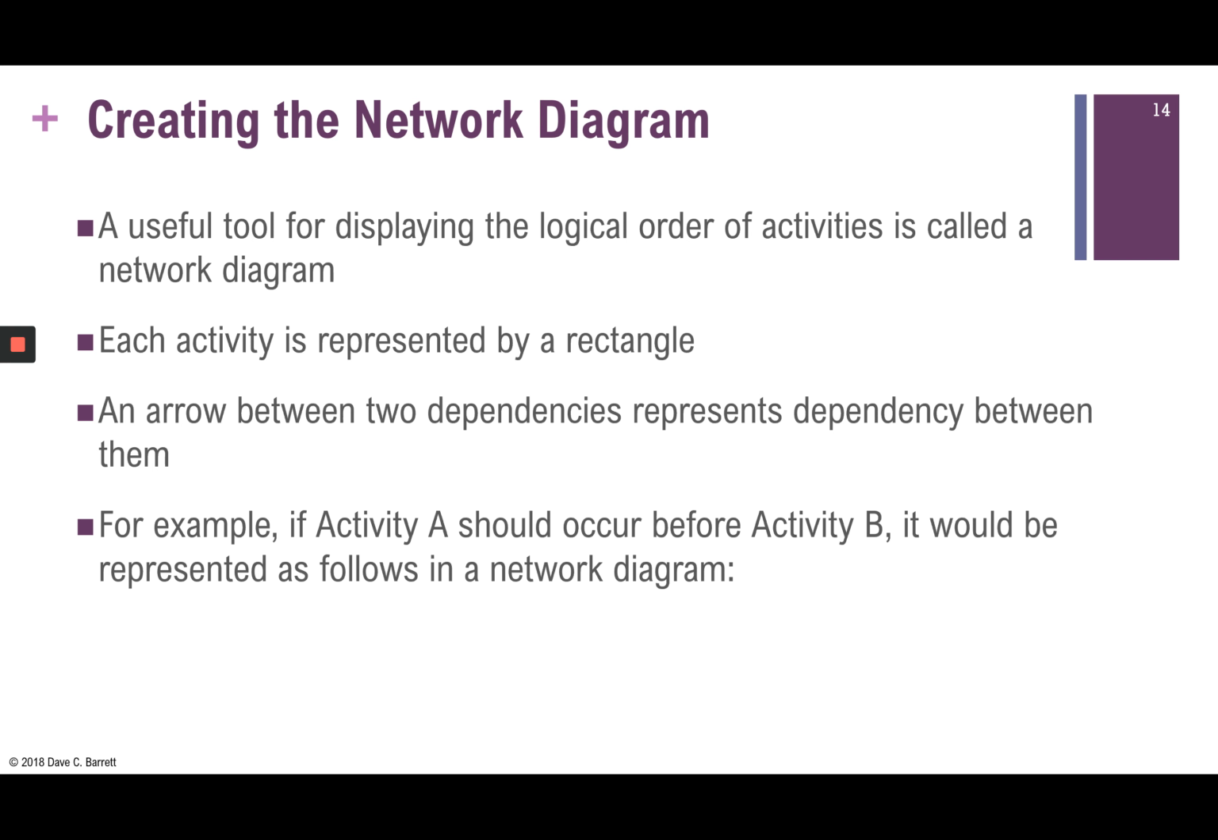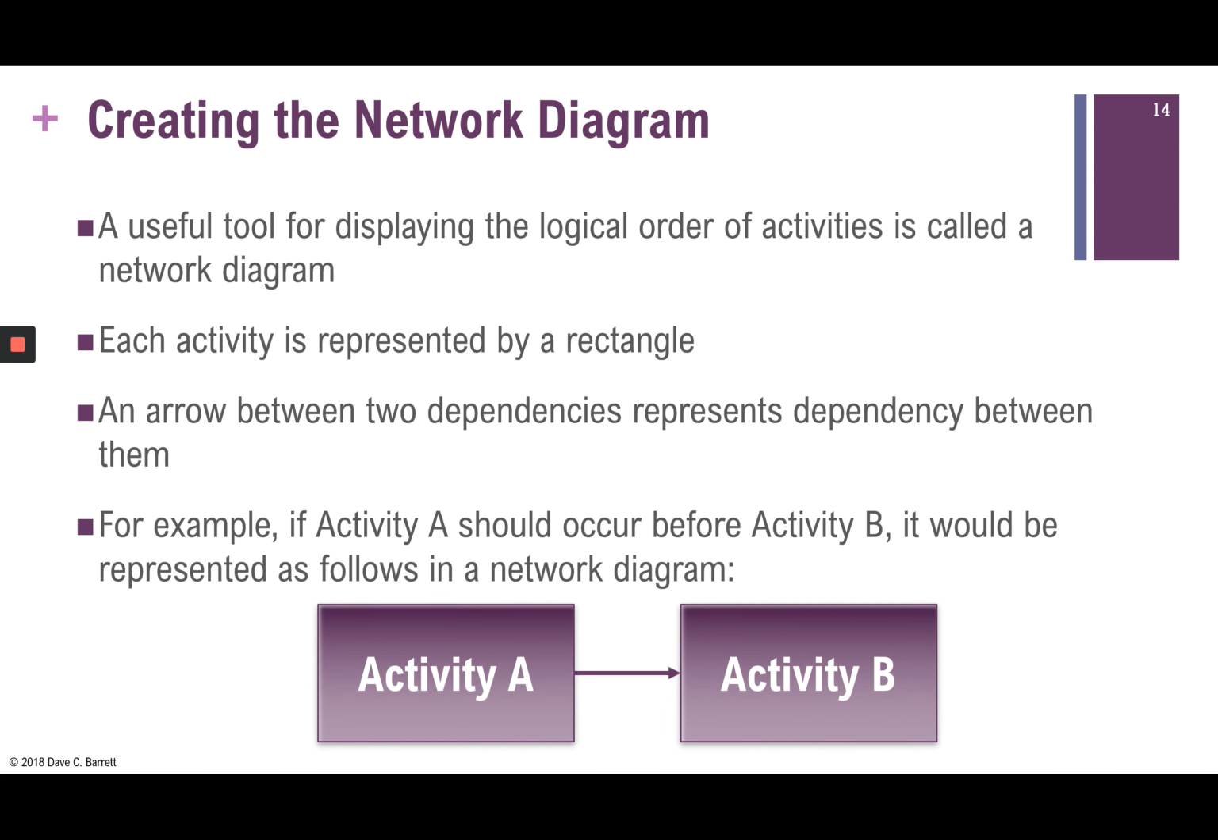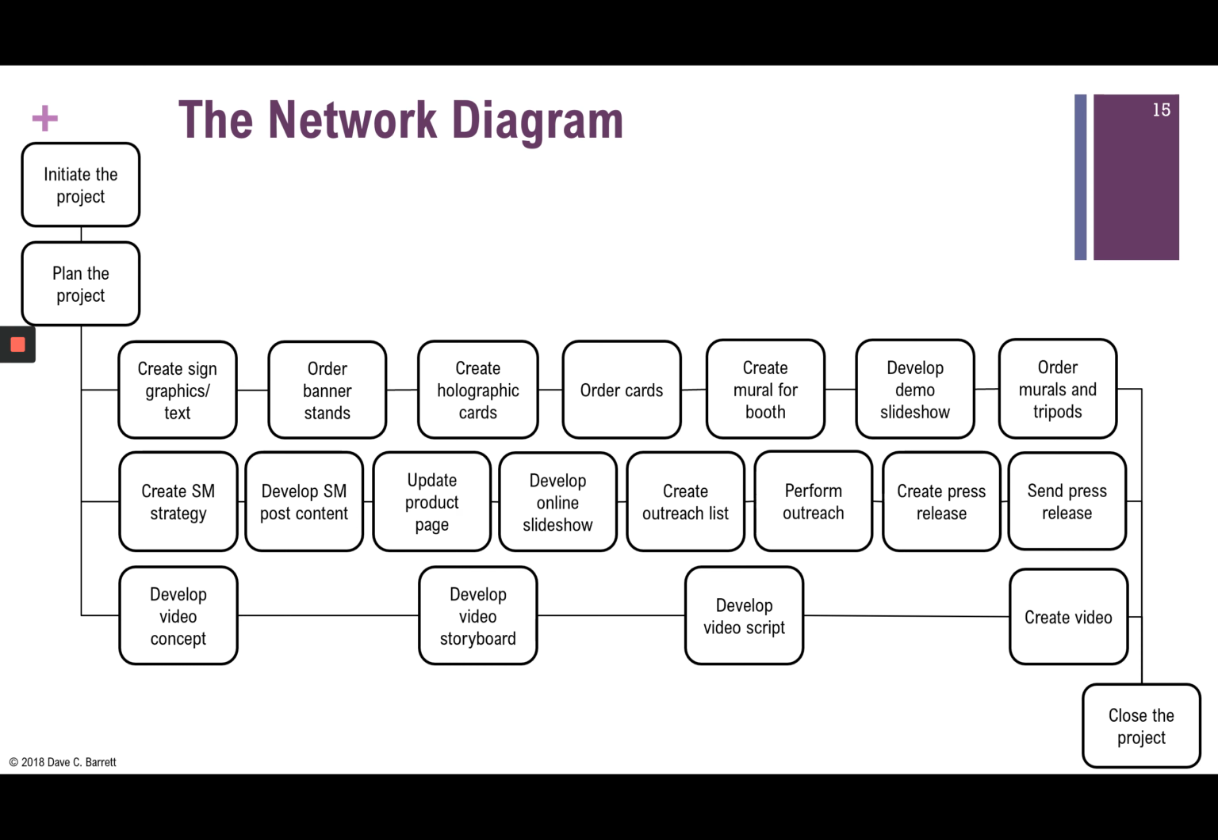For example, if activity A should occur before activity B, it would be represented as follows in the network diagram. Here we have activity A, which is a rectangle. Activity B, and that arrow indicates that A should occur before B. And that's the basic building block of a network diagram. Now, this is the result of Sophie spending a lot of time. She thought about each activity and she put them in order, and she rearranged them and so on. She put the arrows between them, and here's the result.